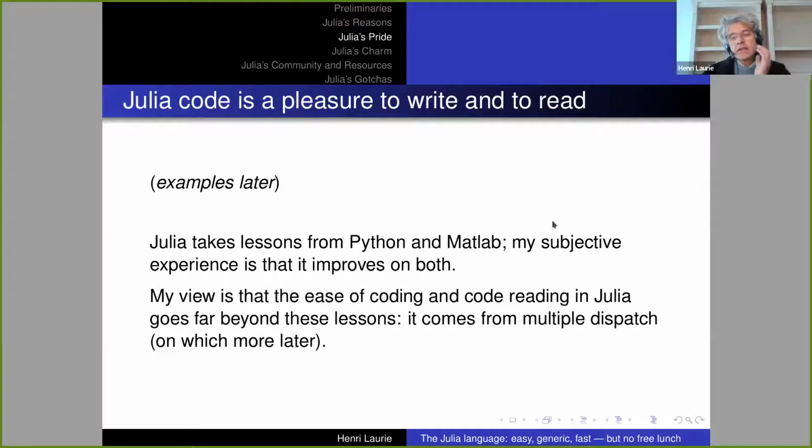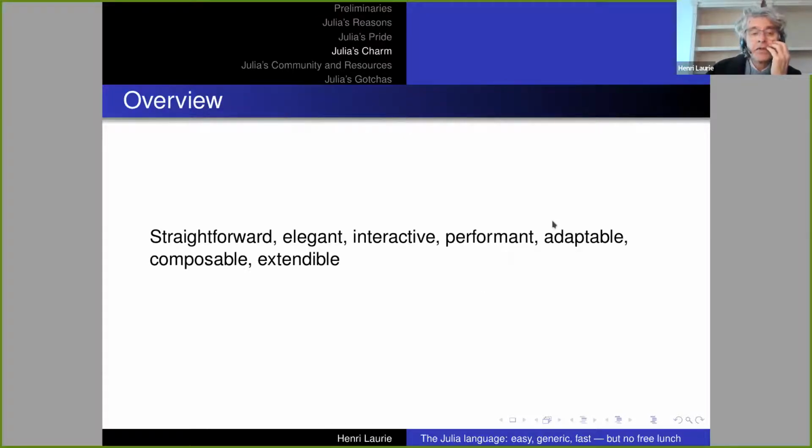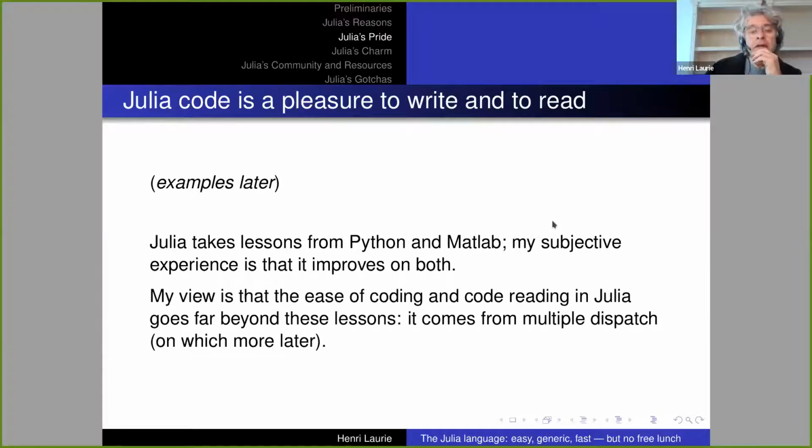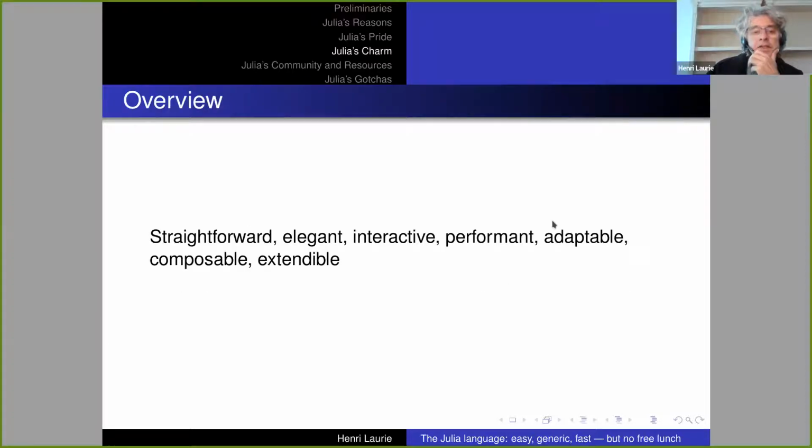I think that the ease of reading and writing code in Julia goes beyond the lessons it got from MATLAB and Python. It's not just that it took the best from those languages. It made this fundamental decision to use multiple dispatch in an obligatory way, and I think that contributes a lot to the ease of coding and the reading of code. Okay, so those are the items on Julia's pride. Let's go on to the charm.